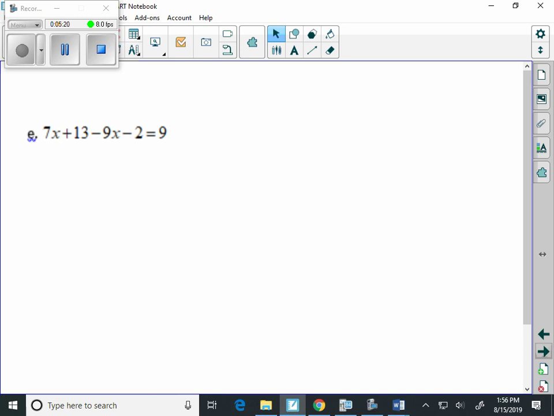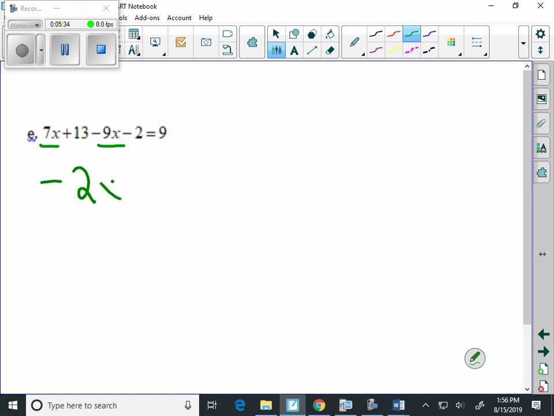Same thing on letter E. We need to deal with the like terms in this problem. We have like terms on the same side of the equation. They're separated out a little bit more on letter E, but 7x minus 9x is negative 2x.